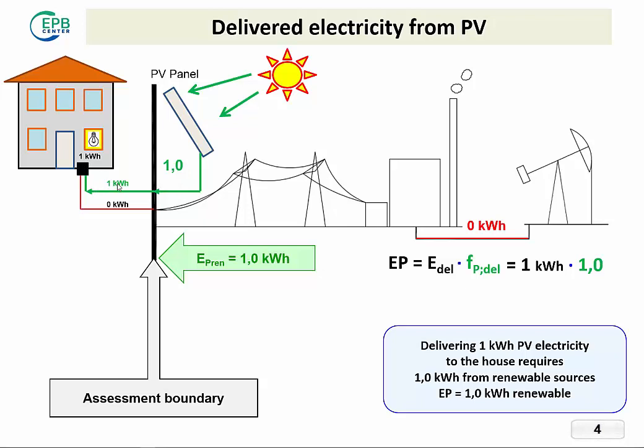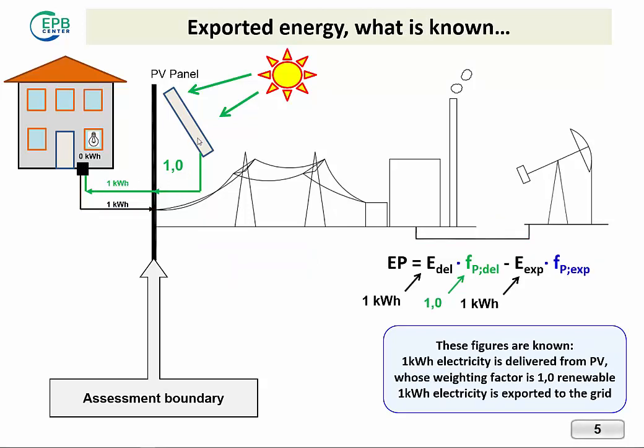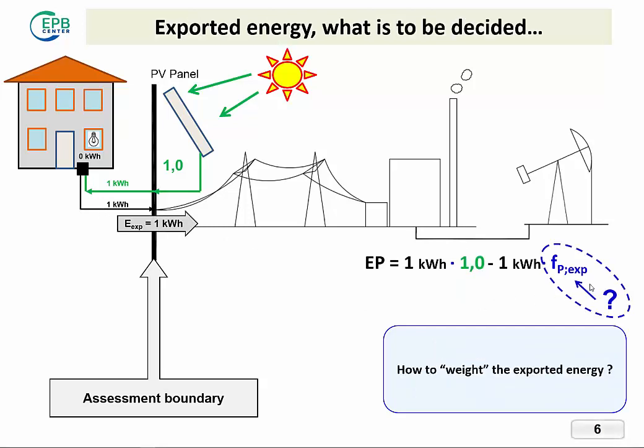But what happens if somebody turns the light off? The building is still fed by the PV panel, so 1 kWh renewable is still coming in through the assessment boundary and it has to be exported again through the assessment boundary to the grid. So if we calculate the energy performance in this condition, we know for sure that there is 1 kWh renewable energy delivered by the PV panel, but we have to deduct the value of the exported energy. The physical amount of exported electricity is for sure 1 kWh. But which is the correct weighting factor for this exported electricity?